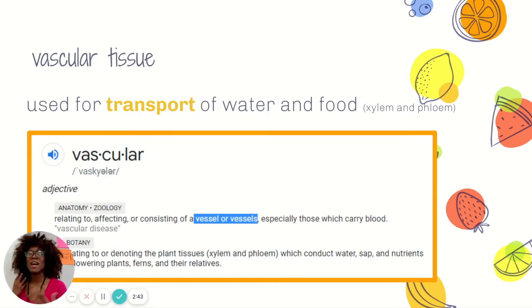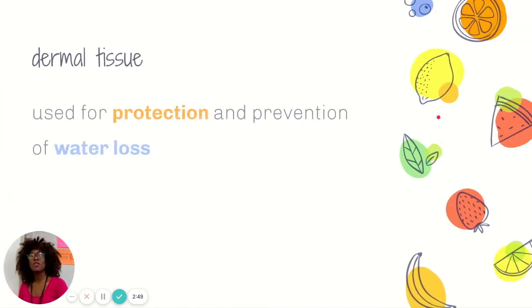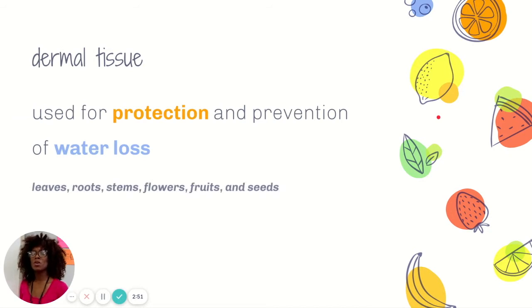While in plants, we have vascular tissues that transport water and food that are called xylem and phloem, and we'll talk about those a little bit later. Another type of tissue is called the dermal tissue. So it's used for protection and prevention of water loss. So actually in your skin, that top layer is called the epidermis. There's a layer underneath it that is called the dermis, okay?